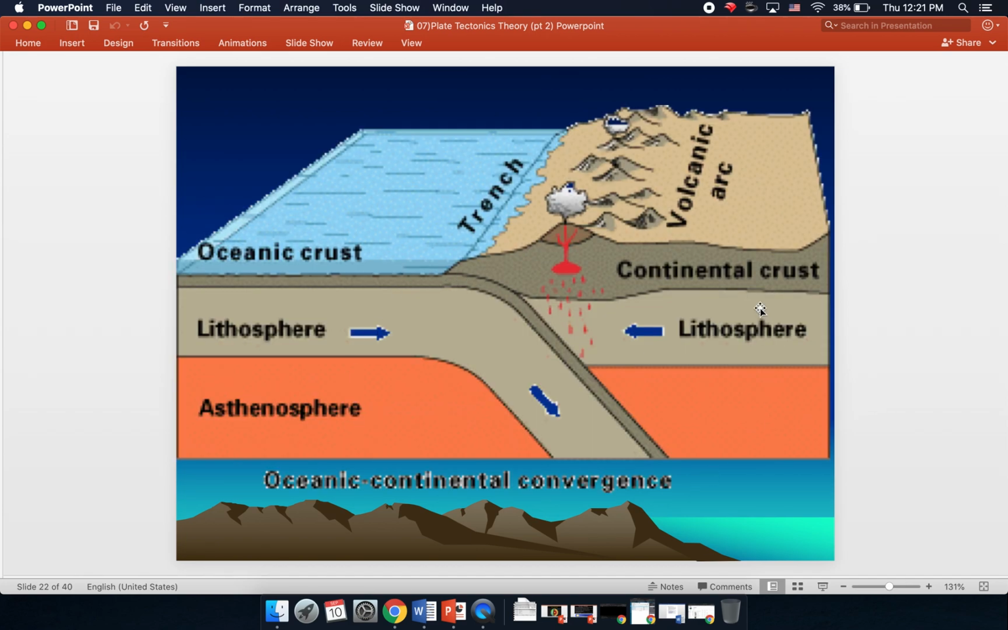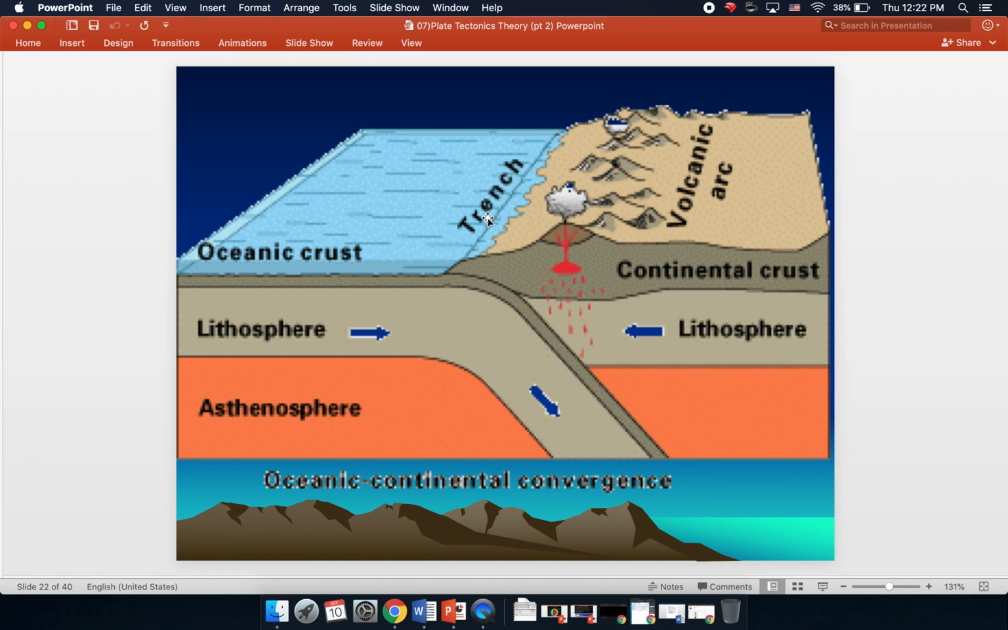Here, this entire area here you would call a subduction zone because you have this more dense oceanic plate subducting under this less dense continental plate. The arrows here indicate the direction of movement. You have this plate moving this way, this one moving this way.